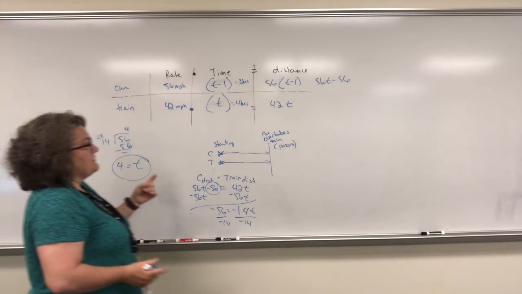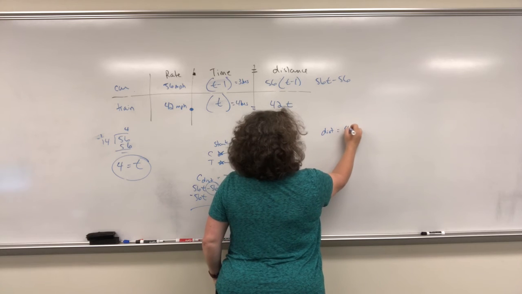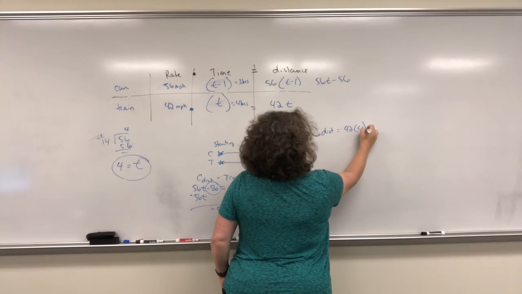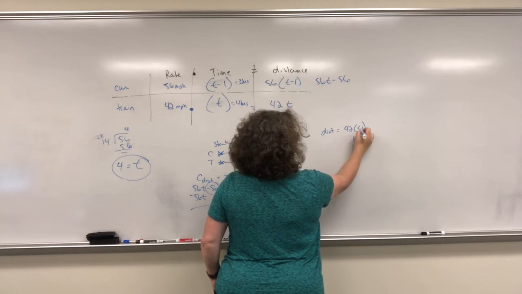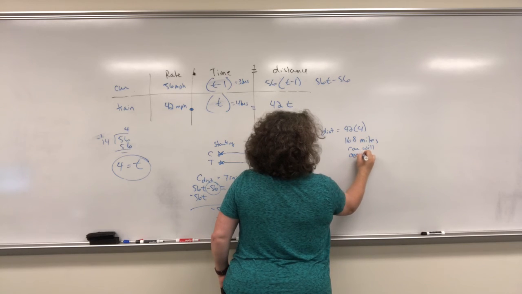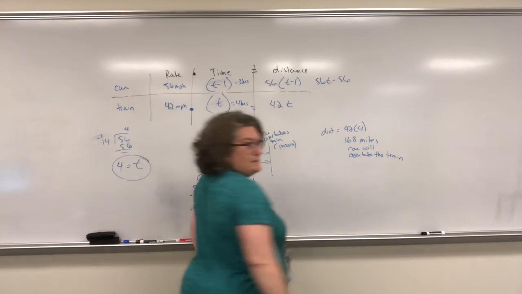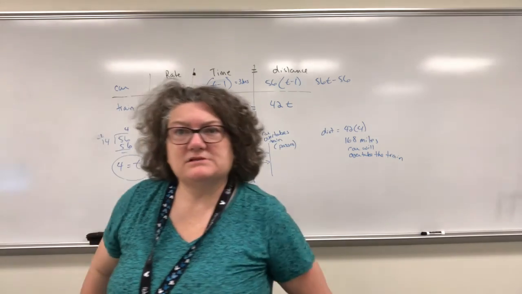So I need to just come over here and I need to go, the distance is equal to 42 times 4. 4 times 2 is 8, and 4 times 4 is 16. So 168 miles, the car will overtake the train. Okay, let's see, is that all on the screen? Yep, it's all on there.